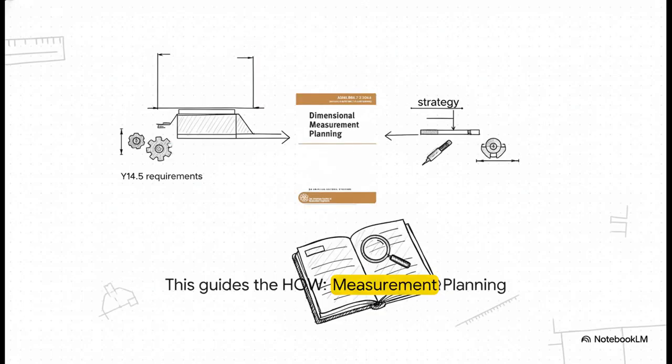Now, on the other side of that gap, you've got standards like ASME B89.7.2. This is all about dimensional measurement planning. This is the playbook for the inspection team. It helps them figure out a practical strategy to actually go and verify those design requirements, but in a way that makes sense for the business.